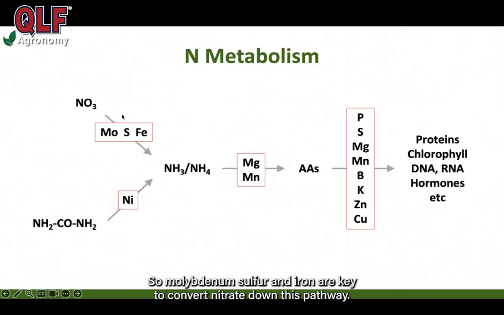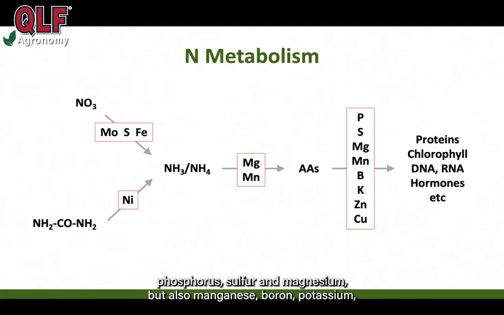So molybdenum, sulfur, and iron are key to convert nitrate down this pathway. Nickel is key to support urea down this pathway. Then we need magnesium and manganese to convert ammonium into amino acids. And then to build all of those other organic molecules, there's a range of different nutrients required. Particularly the top three are really important for protein synthesis: phosphorus, sulfur, and magnesium, but also manganese, boron, potassium, zinc, and copper all play a role in nitrogen utilization and the efficiency of the conversion of that nitrogen.